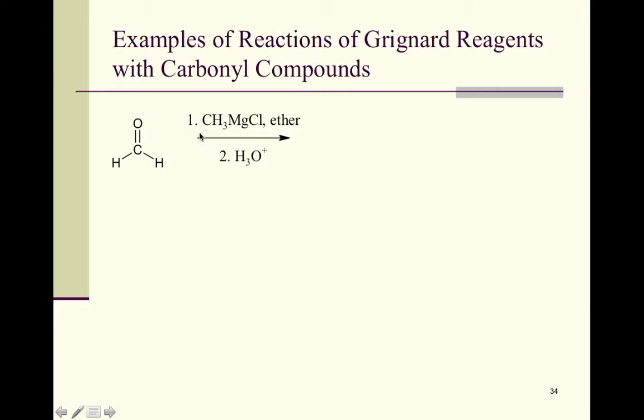Examples of our Grignard reaction with a carbonyl compound. This is formaldehyde. We know from the previous slide that formaldehyde will form primary alcohols. We have 1 carbon from our formaldehyde, 1 from our Grignard. We'll have a total of 2 carbons in our primary alcohol.